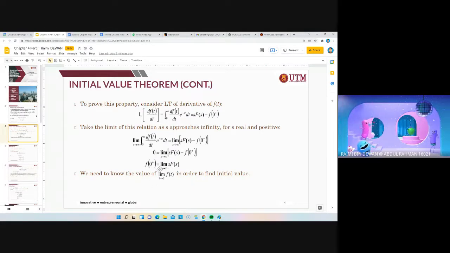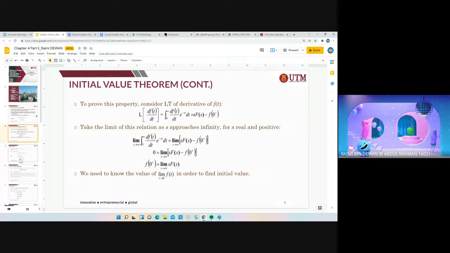We need to know the value of the limit of f(t) in order to find the initial value F(0+). In the given problem, it will show, for example, what the value of f(0) is, and you just need to plug it in later.